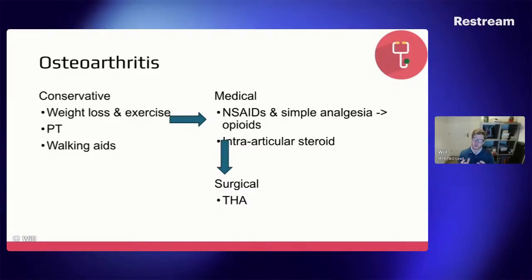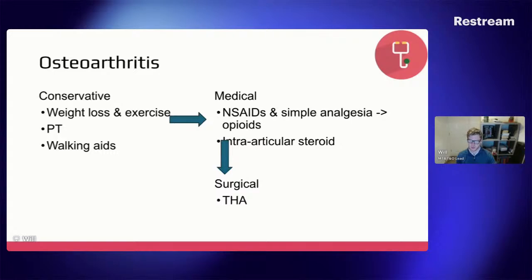After conservative management, we move into medical management. So things like anti-inflammatory drugs, so non-steroidal anti-inflammatories, and simple analgesia, things like paracetamol in the first instance. If that's still not controlling pain, then we would consider a short-term prescription of opioids. And after that, consider injecting steroid into the joint as an intra-articular steroid injection. Steroids are anti-inflammatory, and so introducing localized steroids into the joint can help to reduce joint inflammation and therefore the pain associated with that, while minimizing systemic effects of the steroids.